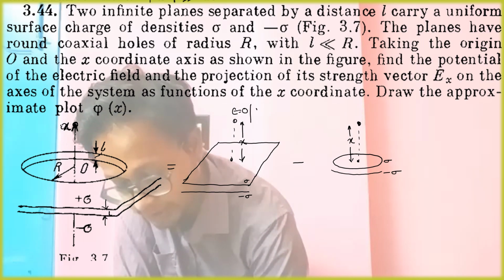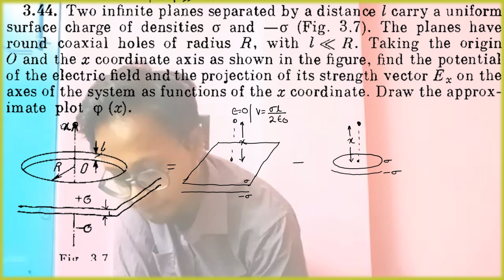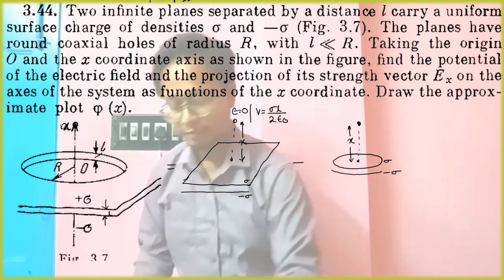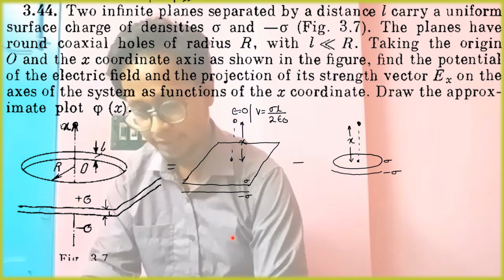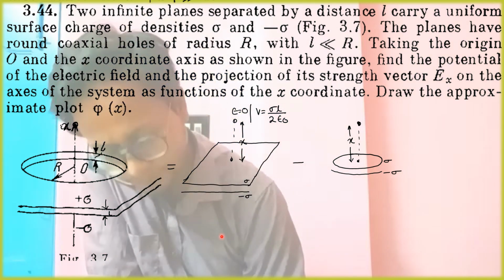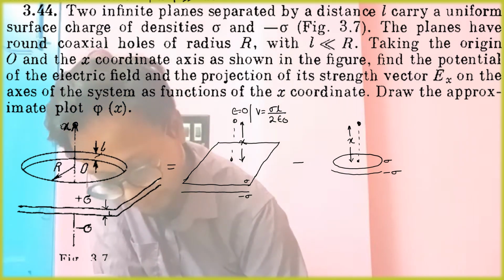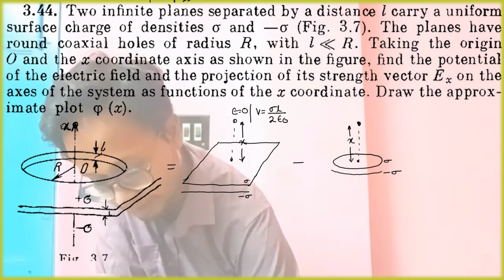What is the potential at point X? Potential at point X is nothing but sigma L by 2 epsilon naught, isn't it? Due to a positive charge, it is sigma L by 2 epsilon naught, because below, due to the negative charge, it would be minus sigma L by 2 epsilon naught. Fair and fine. Similarly, in the previous question, what is the electric field due to a disk?